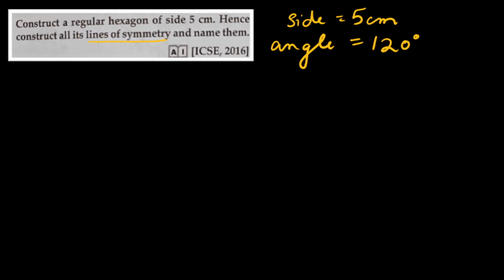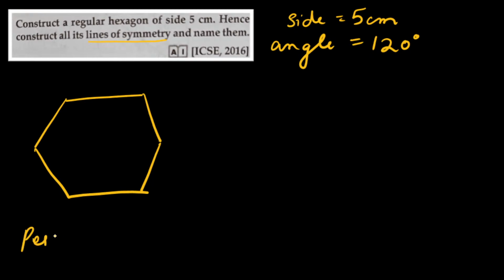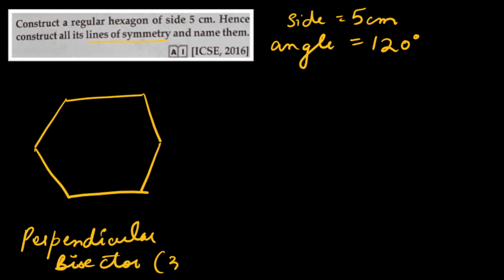See here, lines of symmetry are of two types, so both we have to draw. If this is a hexagon, it's like this only. So lines of symmetry, two types are there. First of all, with perpendicular bisectors. Here we need three perpendicular bisectors. How many do we need? Three. So like this you will get.